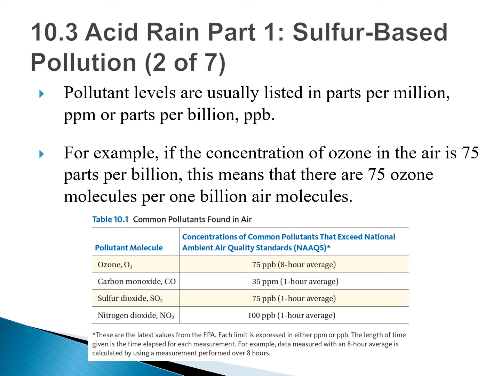For example, if the concentration of ozone in the air is 75 parts per billion, this means that there are 75 ozone molecules per 1 billion air molecules. Ozone is a molecule that naturally exists in Earth's upper atmosphere. It's produced unnaturally when sunlight and smog react with oxygen molecules.